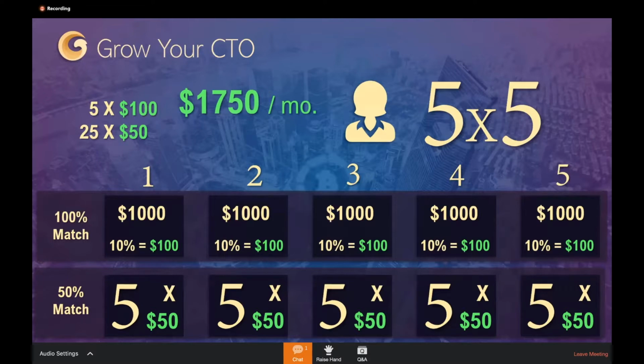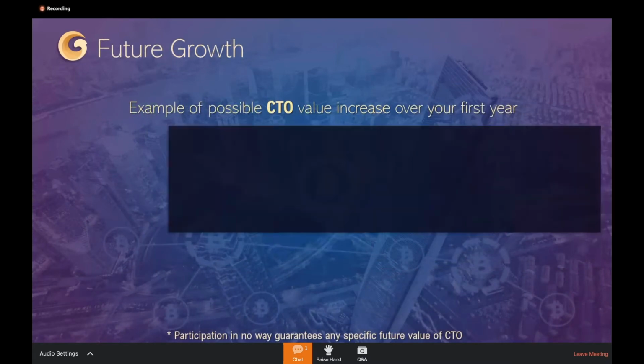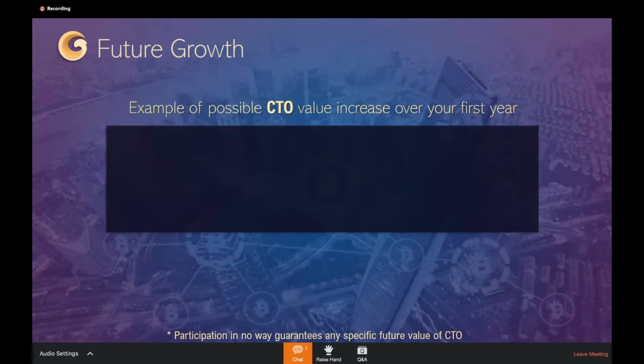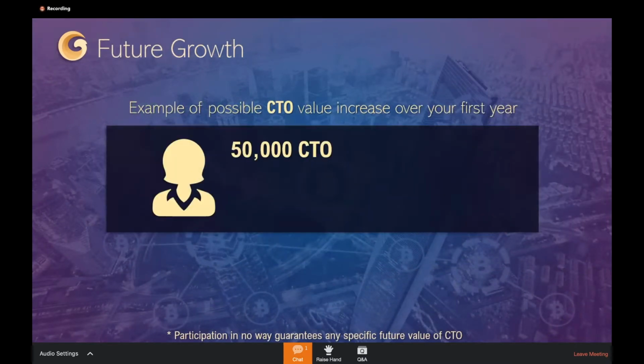You're actually paid the equivalent in CTO. So in this case, at a 40-cent CTO price, you're getting more than 4,000 CTO every single month. So over the course of your first year, it stands to reason, entirely plausible, that you could accumulate 50,000 CTO, 4,000 a month, 12 months in a year.